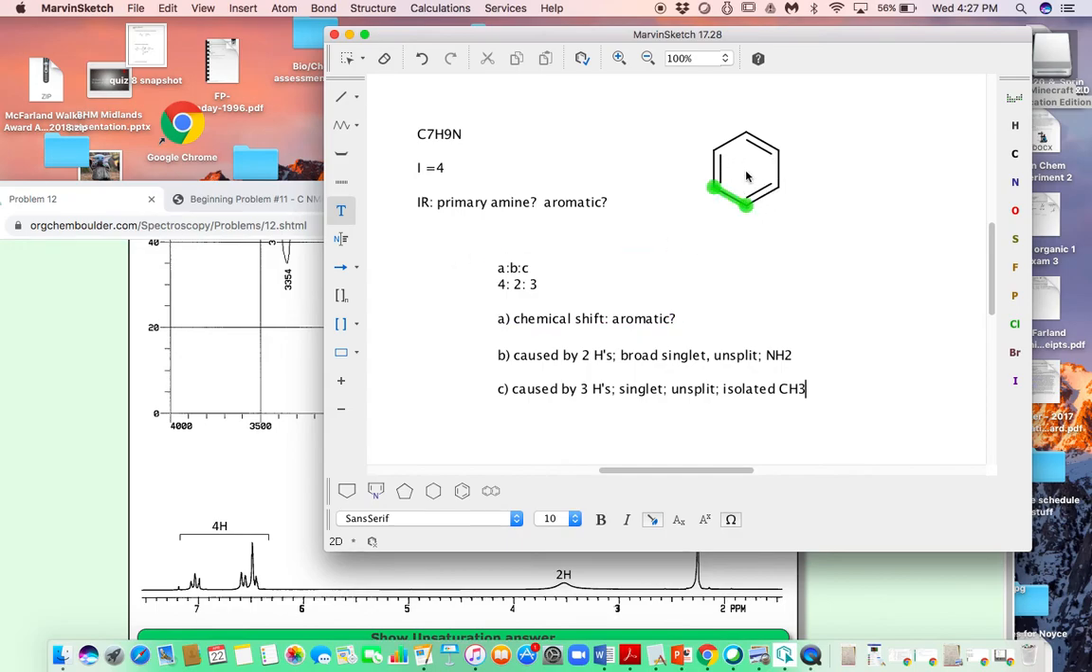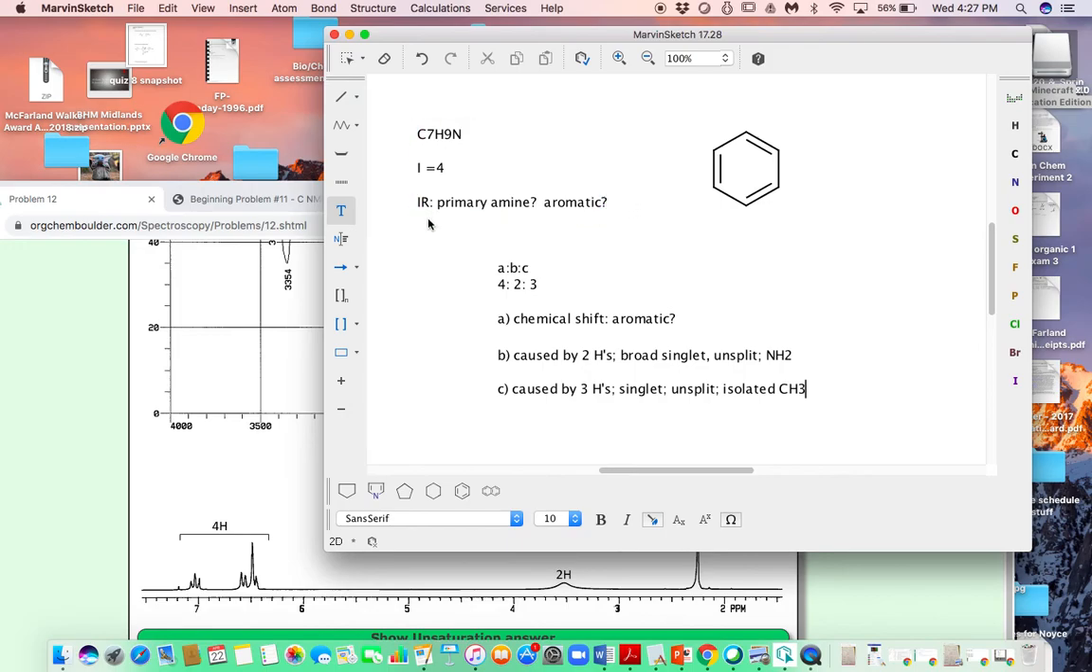You can see here we have an aromatic ring. It's disubstituted. One of the substituents is going to be NH2. One of them is going to be CH3. All right? The only thing that we don't know is what substitution pattern they'll have. Will they be ortho, meta, or para?